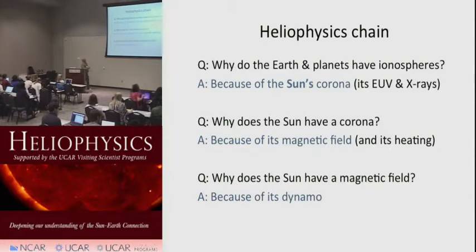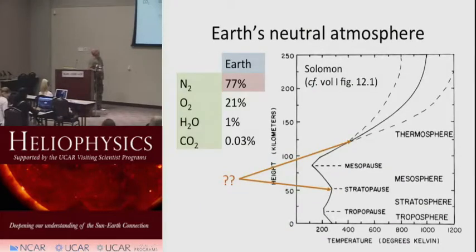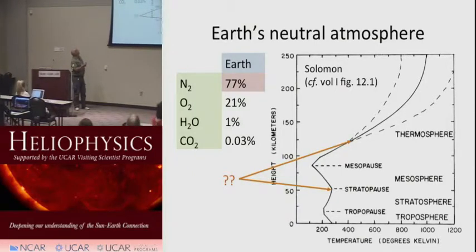Why does the sun have a corona? Because it has a magnetic field. Why does the sun have a magnetic field? Because it has a dynamo. Okay, so these are all sort of linked. But we are now out of the realm of pure plasma physics and into the realm of dealing with a neutral atmosphere. This is the Earth's atmosphere. It's 77% nitrogen, N2, 21% oxygen, a little teeny bit of water, even less in Boulder, Colorado, and some carbon dioxide.